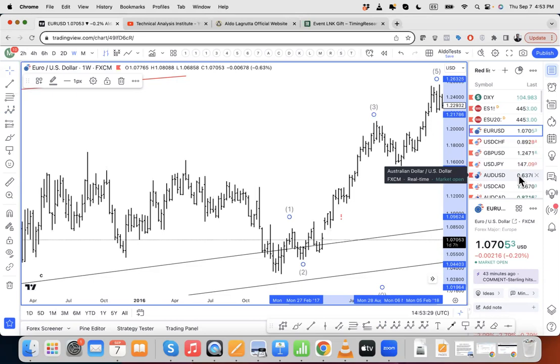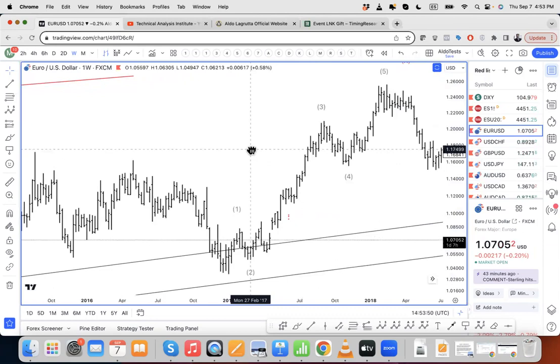Can we predict the next move? Yes, exactly. We can expect an A, B, C. In other words, down, a move in the opposite direction. This is on a weekly basis, and look what we can do. We can expect prices to start moving down.